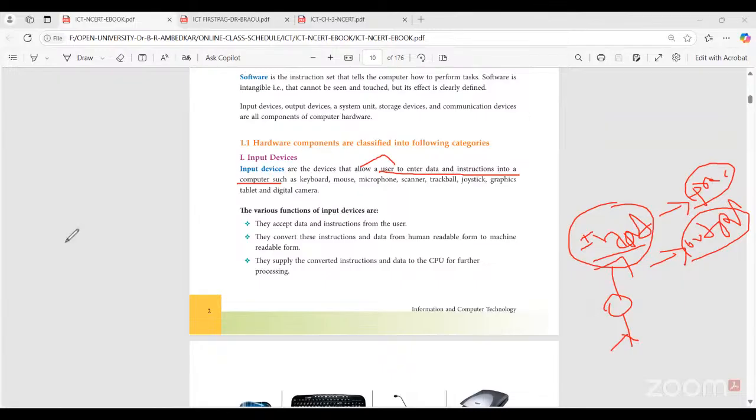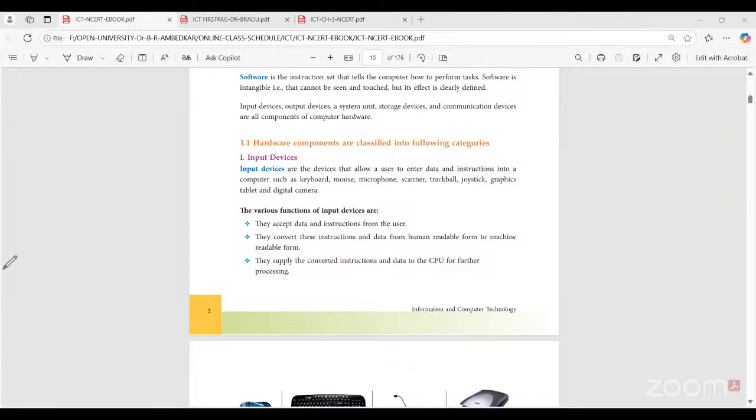In the market, there are so many input devices. We listed only a few here. So what is the job of the input device? It allows data and instructions. You can call it data, you can call it instruction, whatever. These are the jobs of all these input devices that we have mentioned here. They take the data from the user.